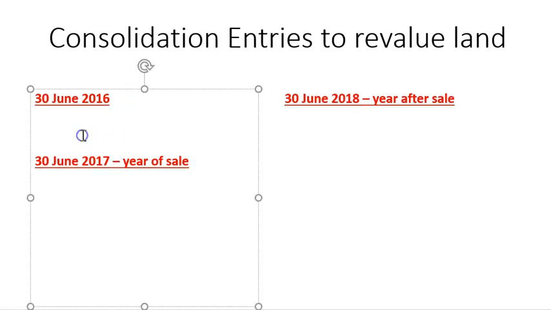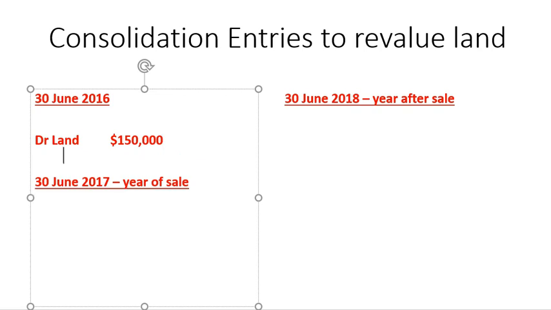Okay, so now we're going to look at our consolidation entries to revalue land. So we know that the subsidiary has recognized land at a carrying amount of $200,000, but we know the fair value is $350,000. So to increase land to its fair value, obviously we need to debit land by $150,000 to take it from $200,000 to $350,000. Then we need to credit the BCVR by $105,000.